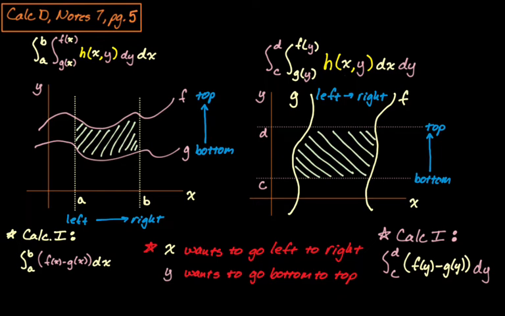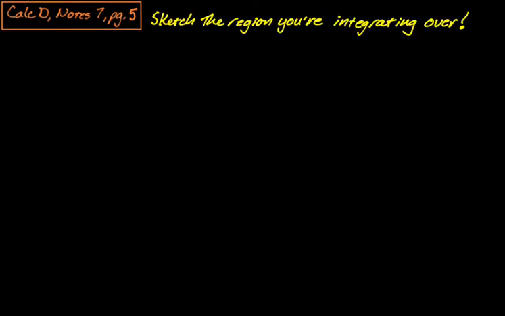And again, how do you get f of y minus g of y? You make f the upper bound and you make g the lower bound. Translates really nicely. All right, so what I'm going to do now, we're just going to sketch the region over which you're integrating. So we're not actually going to do an integral, so this will be a lot shorter.